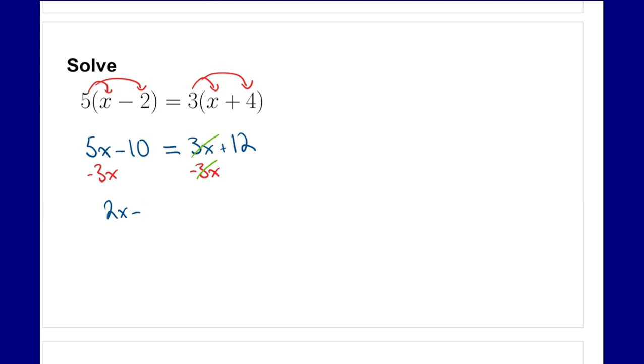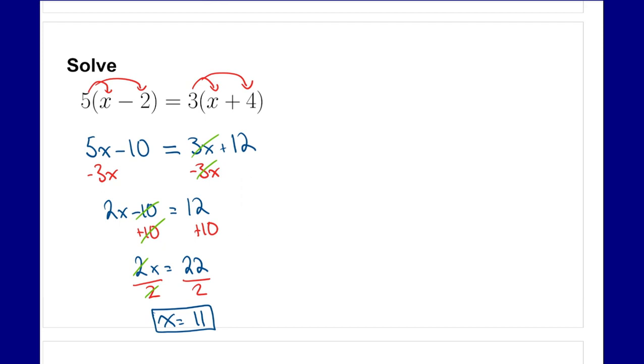We now have 2x minus 10 is equal to 12. And now I'm down to a two-step equation. Add 10 to both sides. One side cancels out. 2x is equal to 22. Last step, you might be able to just jump right to the answer. If not, you're going to divide both sides by 2. One side will cancel out, and x is equal to 11.